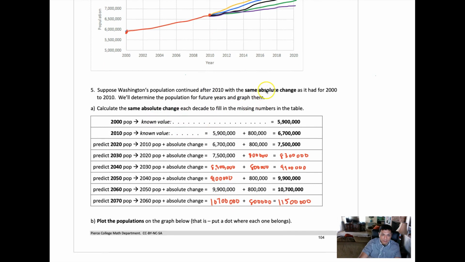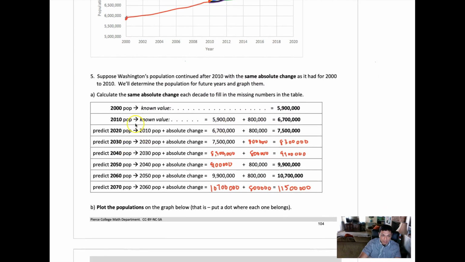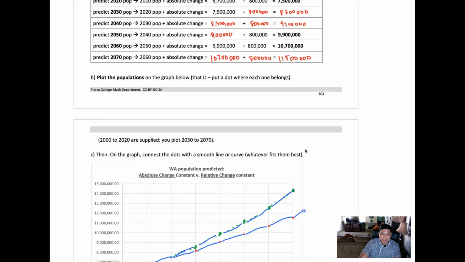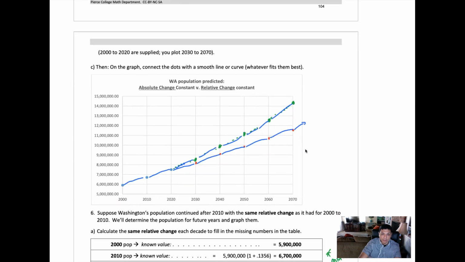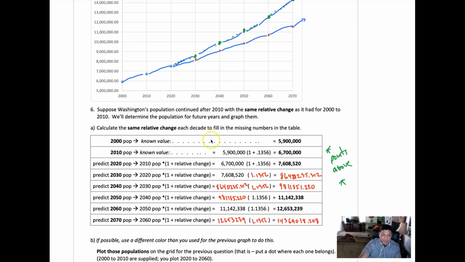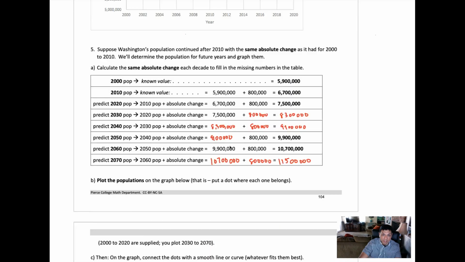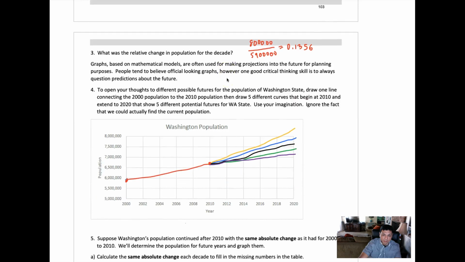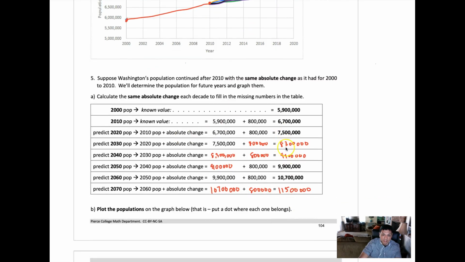One way is through an absolute change, just looking at how the population grows every 10 years by 800,000. If it continues in that pattern, we end up with this scenario, where it grows by 800,000 every 10 years. Maybe that's how the population grows. If we plot that, you can see this pattern right here. Compare that to doing the same idea but with relative change, meaning that it's growing at 13.56% as opposed to 800,000 per 10 years. Then you can see a different pattern emerges.